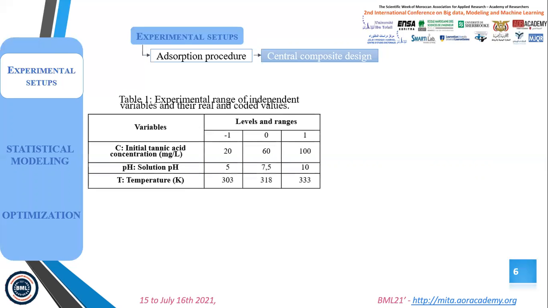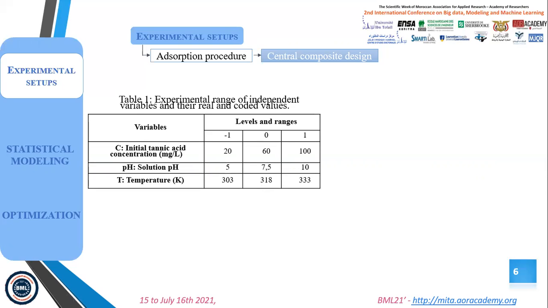To study the influence of physicochemical parameters on tannic acid adsorption onto fluorite, we chose 3 parameters, including initial tannic acid concentration, pH solution, and temperature. Table 1 presents experimental range of independent variables and their real and coded values.